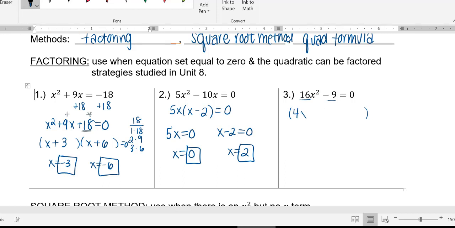Take the square root of 16x squared, take the square root of 9. The only thing that changes is flipping the sign between both of those expressions, and then I could set both equal to 0 and solve. I get 4x is equal to 3.